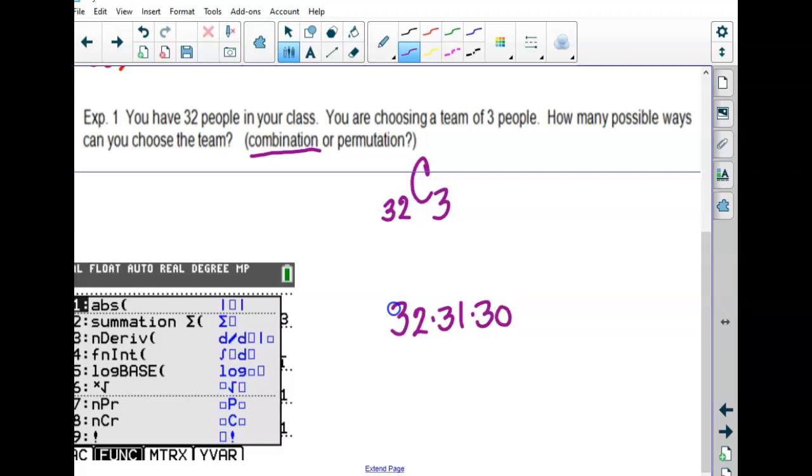Tell me what you get when you use that button. Anybody get an answer? This is what you got?